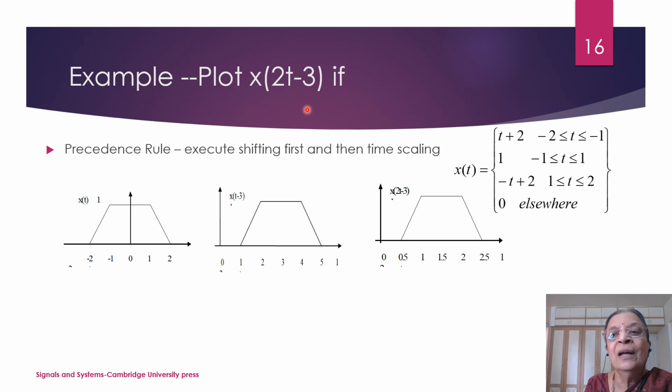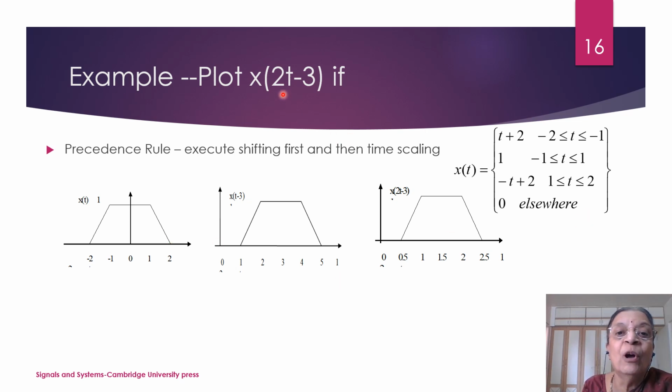Now let us see how this particular operation is to be carried out. Suppose this x(t) is defined like this. It is 2t plus 2 between minus 2 to minus 1, equal to 1 between minus 1 to plus 1, and minus t plus 2 between 1 to 2. So it is like this: between minus 2 to minus 1 it is rising, between minus 1 to 1 it is equal to 1, and between 1 to 2 it is decreasing and becoming 0, and 0 elsewhere.